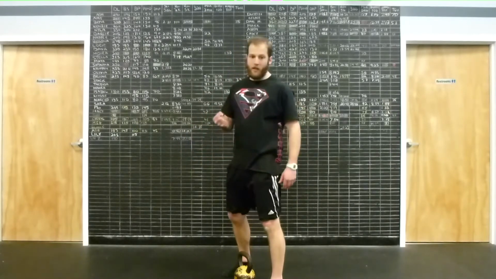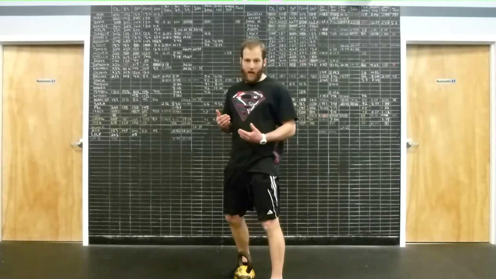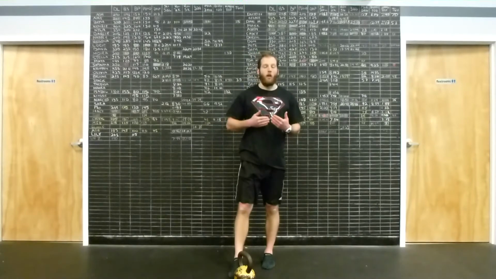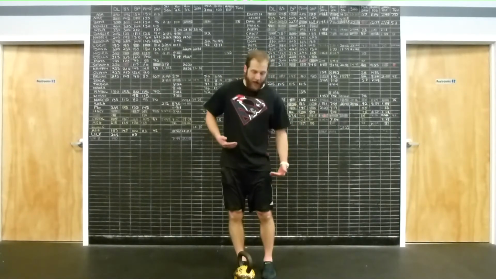Our lower back is engaging to stabilize. That is a hinge. It's more of a posterior chain exercise with a whole lot more motion, relatively speaking, at the hip, and a whole lot less at the knee.